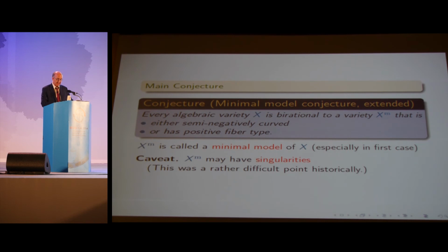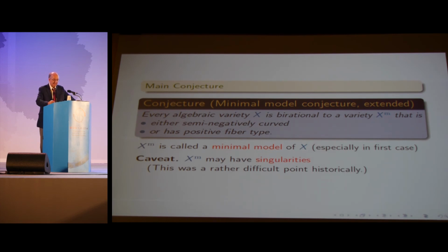Now this XM that we get is called the minimal model, especially in the first, semi-negatively curved case. Now there is one big caveat: this XM may have singularities. This was a rather difficult point historically, because one of the main simplifications that Riemann achieved was to make algebraic curves smooth. And so there was a lot of resistance, not really openly, but I think subconsciously among algebraic geometers, to make varieties singular. The instinct was that the smooth varieties are the best and we should just stick with them.